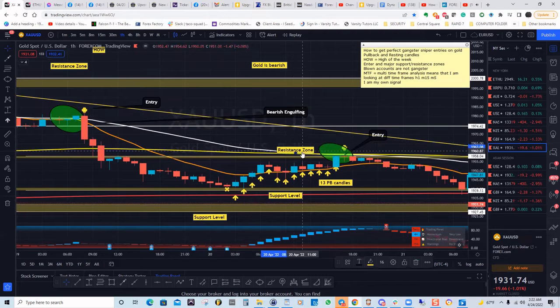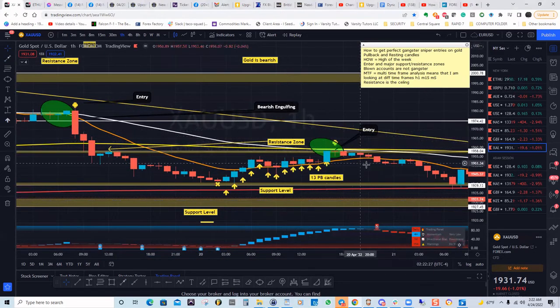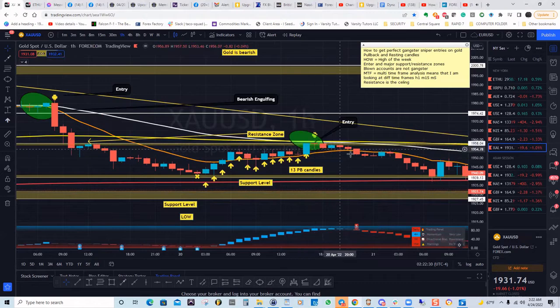Once again, the resistance zone is here. Resistance is a ceiling. Resistance is the ceiling. So always look left. Here was resistance. So it's automatic that this is going to reverse. And then we take it down to this support level here, and you get out.